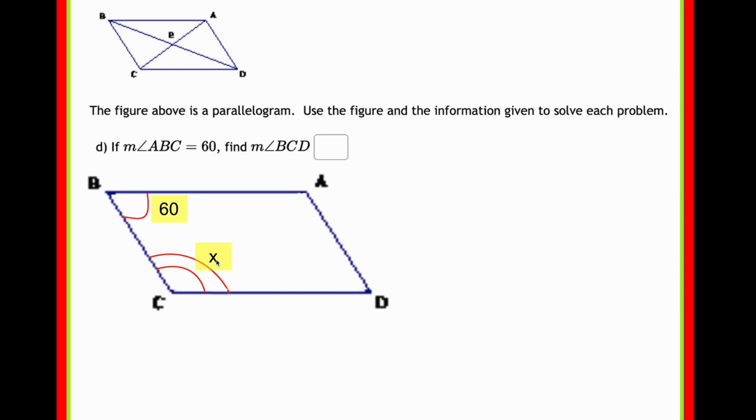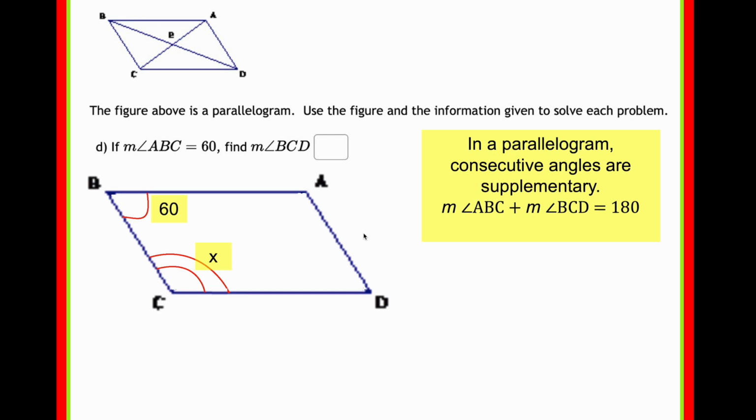Another thing I did here is I tried to draw a single curve on angle B, and here I did a double curve for letter C because these two angles are not equal. If they were equal to each other, they both would have a single curve or they both would have a double curve. But because I already know that these are not equal, that's why I put a single curve and a double curve. Okay, so again, let's review the property that would help us solve this problem.